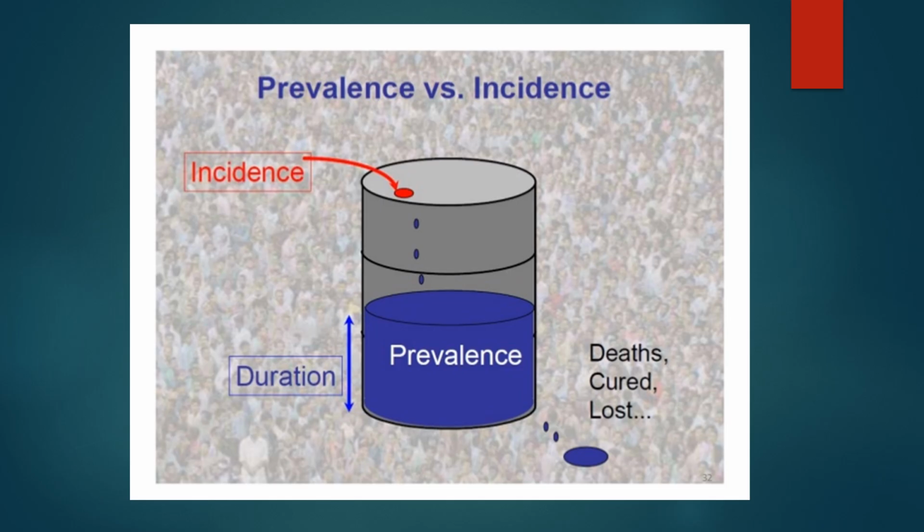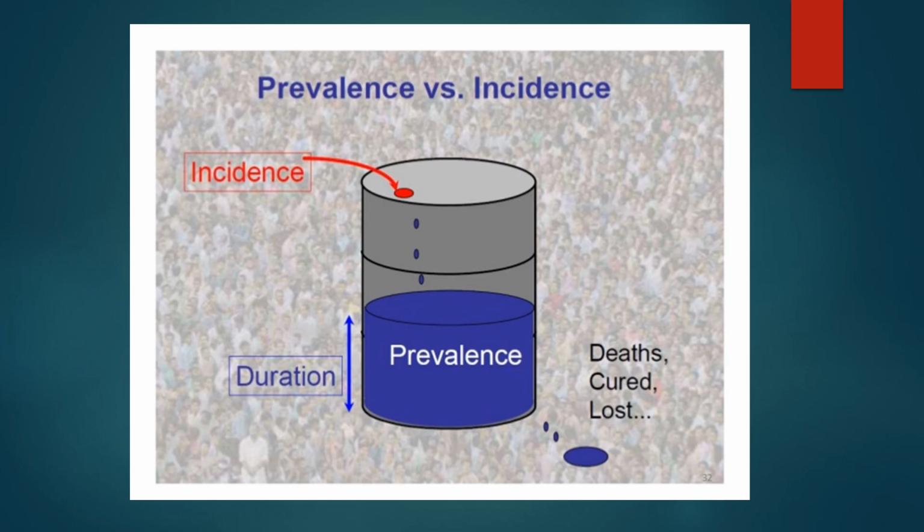Also, we can see the duration. The longer people live with this disease, if the disease is chronic with high duration, the more people that can be found in this population whenever we want to calculate prevalence.